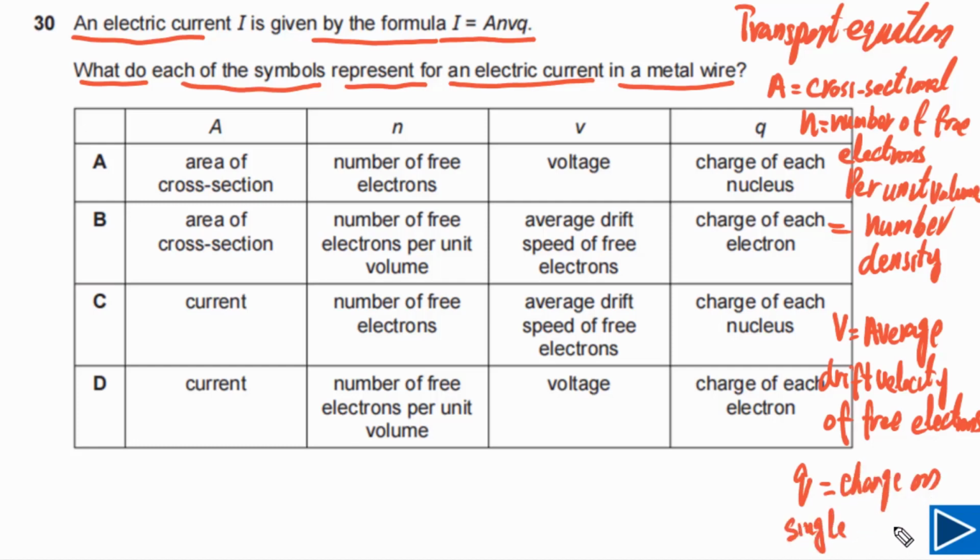Or simply you can say charge of electron, charge on a single electron. Now we understand the meaning of these symbols. If you look at option B, it is the correct answer, because A is the area of cross section, n is the number of free electrons per unit volume, v is the average drift speed, average velocity, and Q is the charge of each electron. So B is the right answer.